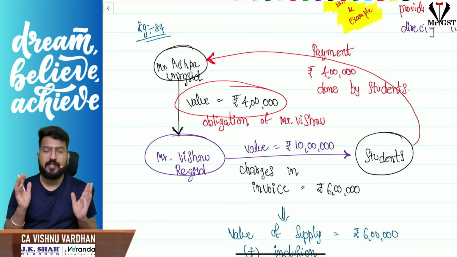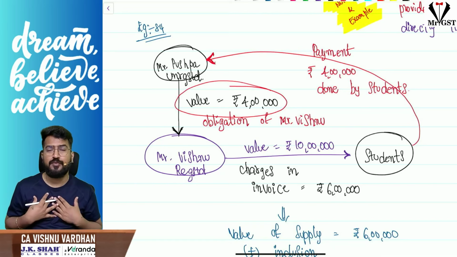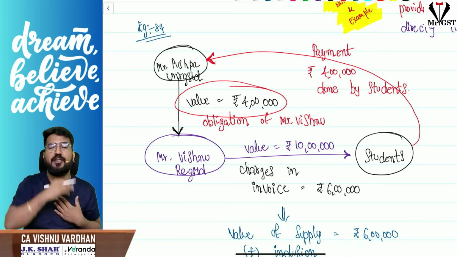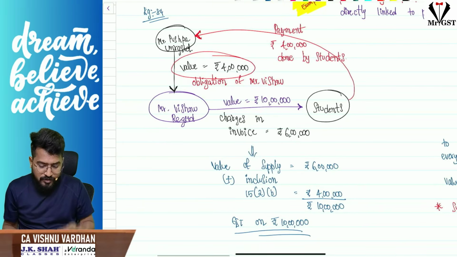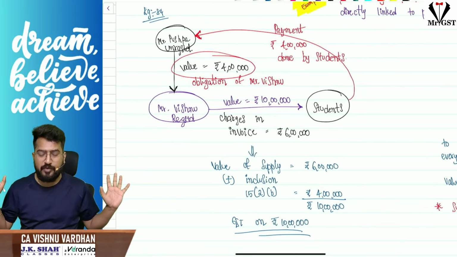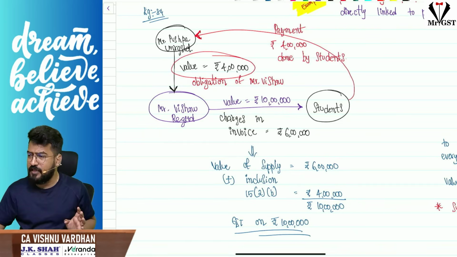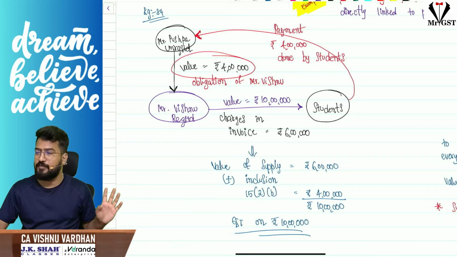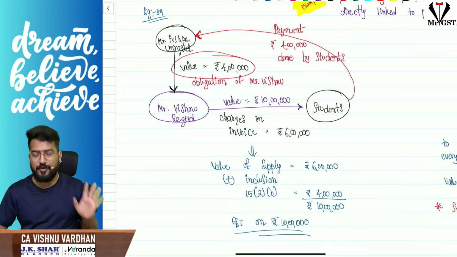I say, okay, fine. But what the law says is that the 4 lakhs is my obligation, discharged by the students. That should also be added to the value of supply. So it will be a total of 10 lakhs on which I should charge GST. This is the concept. Just go through this example. So I repeat, an obligation of the supplier discharged by the recipient will be added to the value of supply. That means you should not try to cheat the government by playing these tricks.